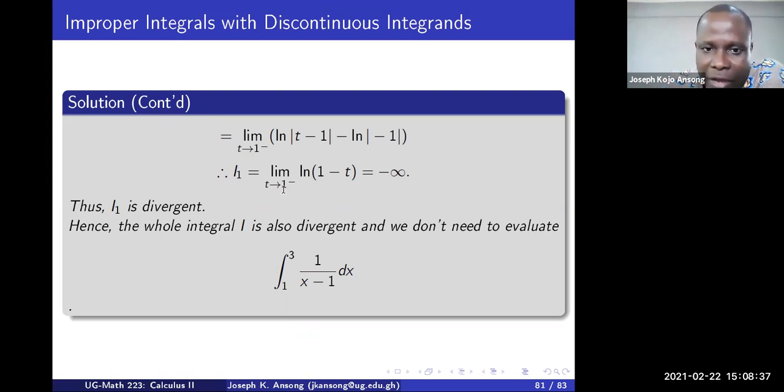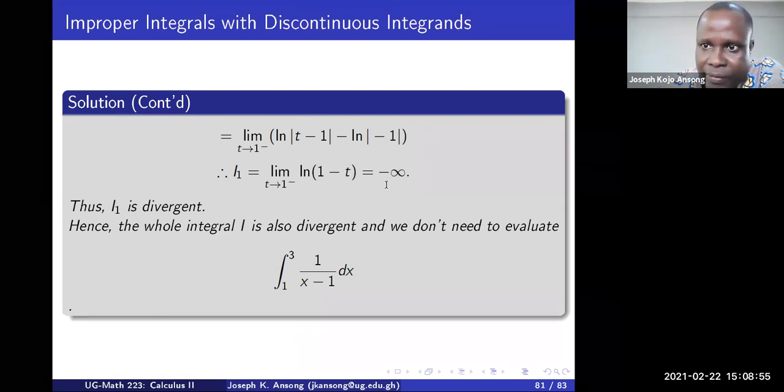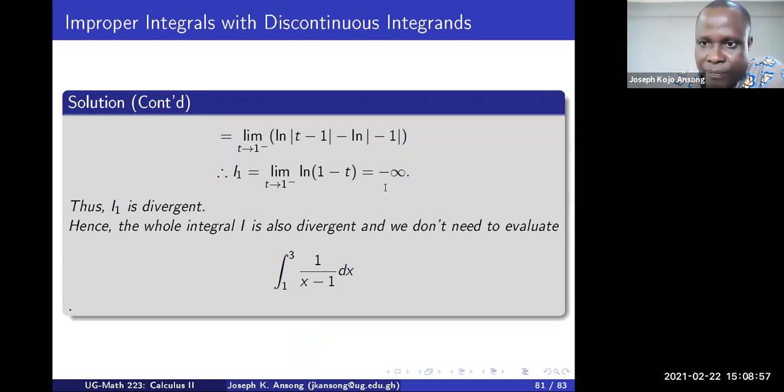Now if I approach 1, this guy is going to 0. Remember the ln curve: as you are approaching 0, ln is going to negative infinity. So as t approaches 1, this goes to 0, and ln of 0 approaches negative infinity. There is no value for ln 0. So we get negative infinity here.